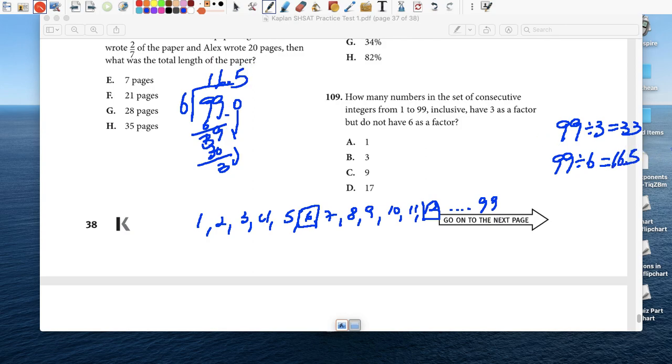Obviously, I'm not going to count the decimal, so we're going to use 16. So 33 numbers are divisible by 3, 16 are divisible by 6, 33 minus 16 gives us a total of 17. Actually, that wasn't as bad as I thought.